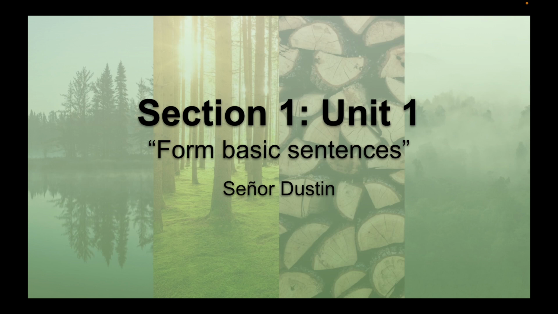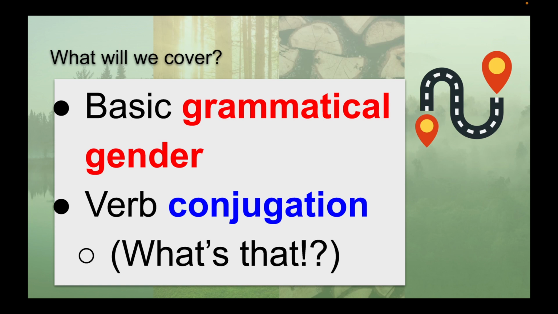I'm going to make a brief introduction for those of you who don't remember what it is that you were trying to figure out in this unit. This is section 1, unit 1, where we're going to learn how to form basic sentences. So this is the very first one that we'll learn on Duolingo. To help you with this, I'm going to talk about grammatical gender and what that means in Spanish, and then another new word, verb conjugation.